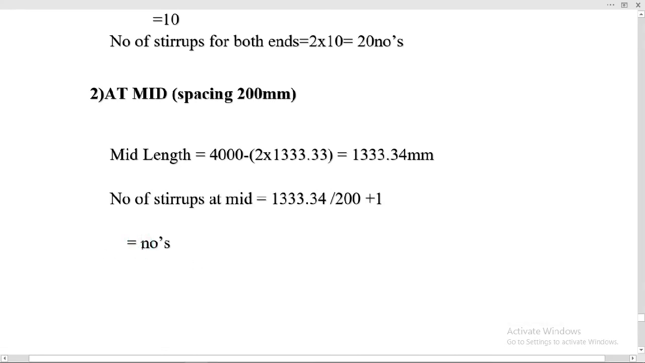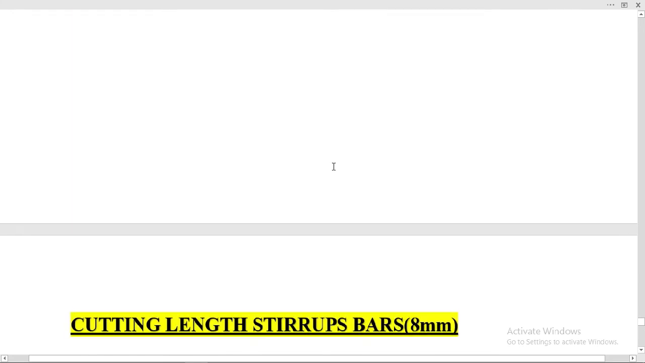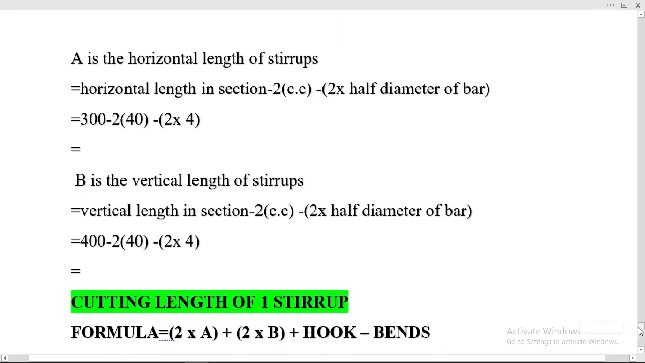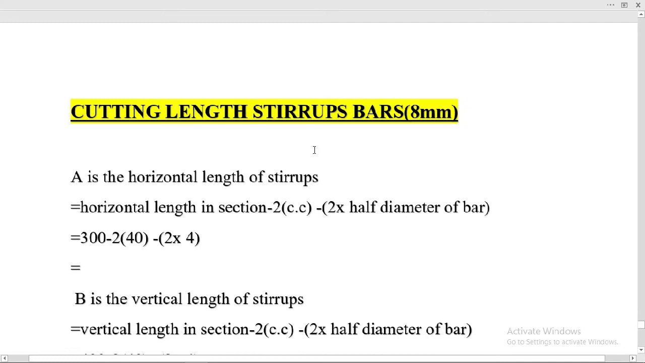So total number of stirrups, we have 20 number of stirrups at the ends and 8 number of stirrups at the mid span of the column. Total we have 28 number of stirrups. So let's move further to calculate the cutting length of the stirrups bar.